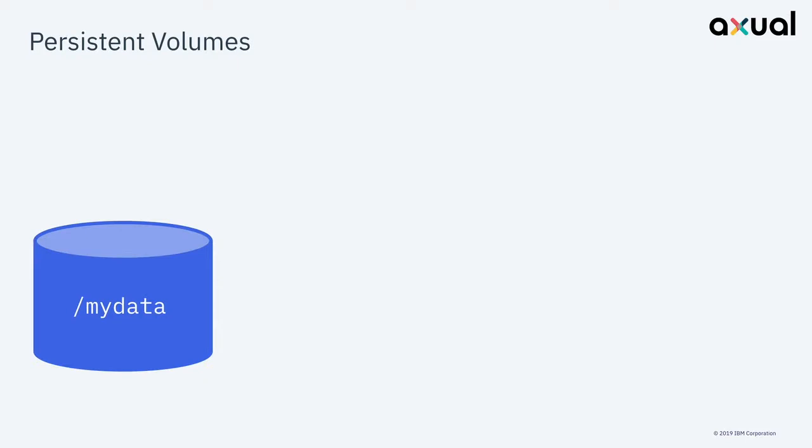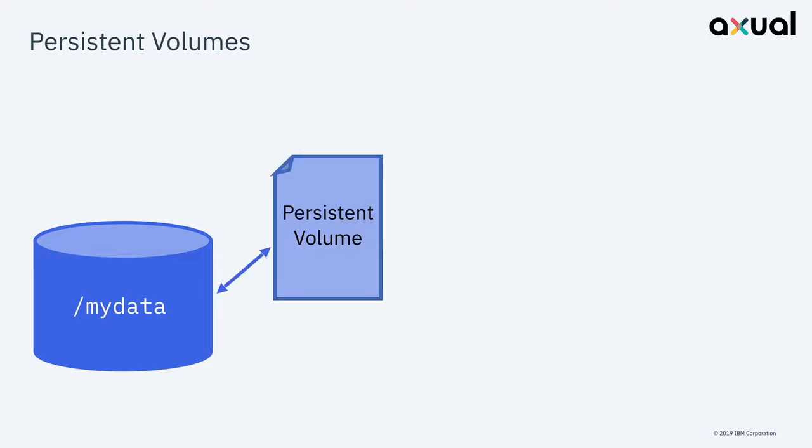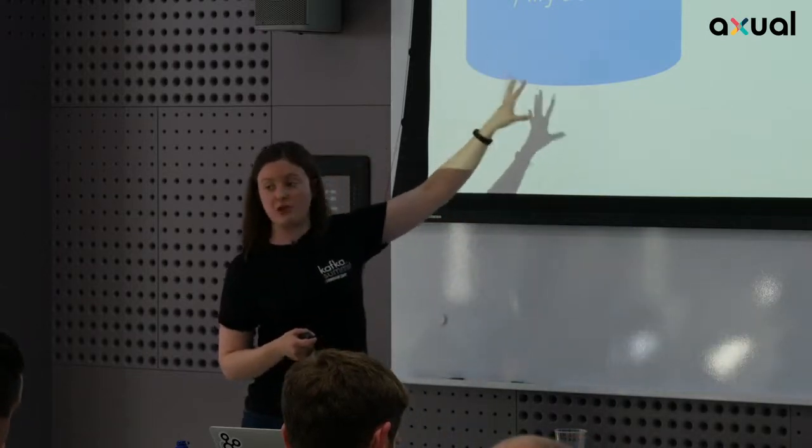To explain how persistent volumes work for Kubernetes, I'm not going to go into detail about your specific storage option here, because it depends where you've deployed Kubernetes. But if you assume we have some sort of storage here, which is my data, what you define is something called a persistent volume. This is a YAML file for Kubernetes, which creates an object in Kubernetes. And the persistent volume basically describes what you have here.